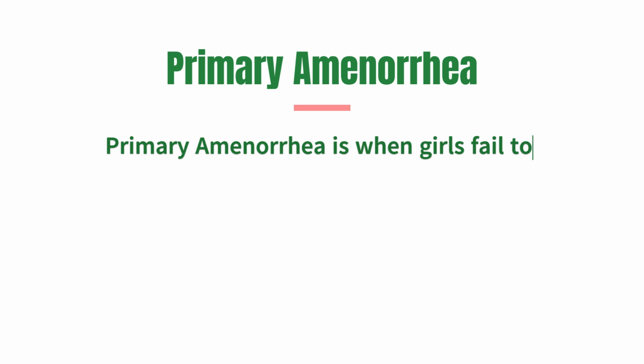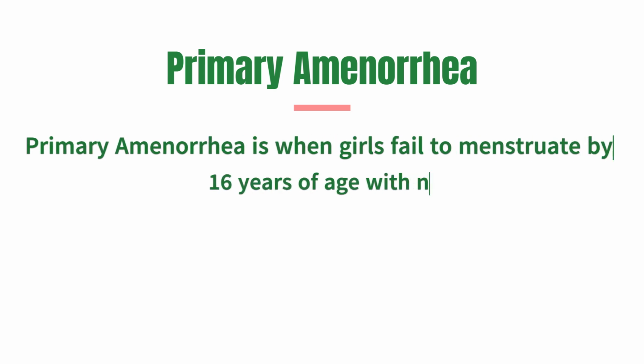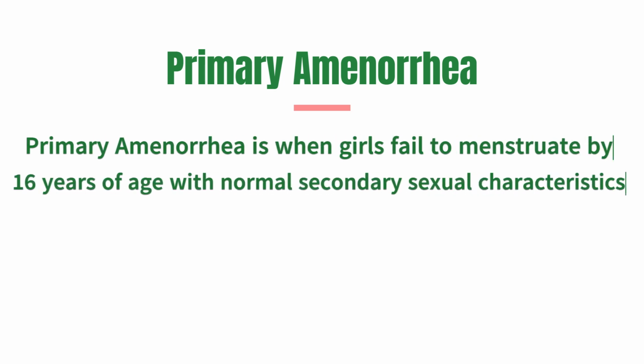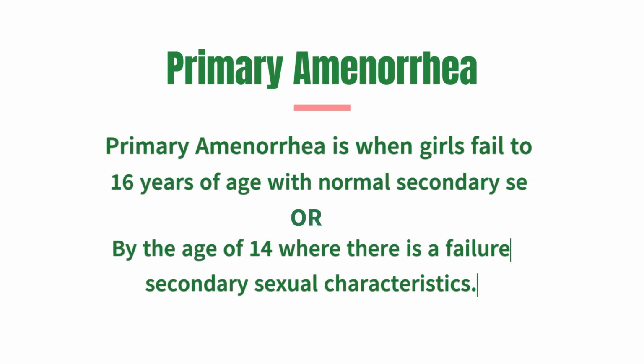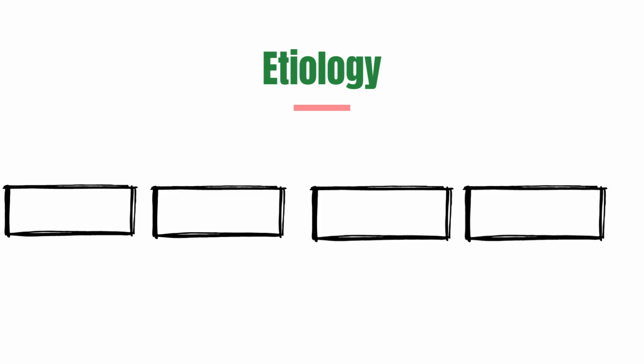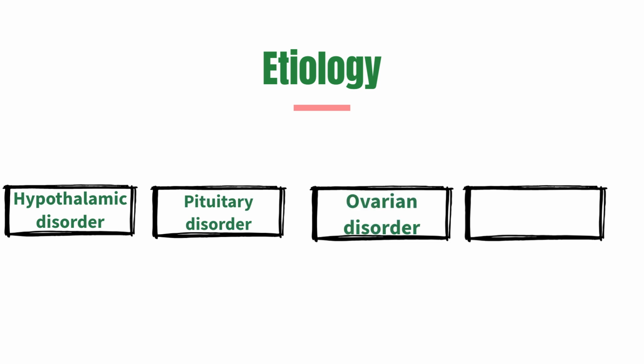So now let's know about primary amenorrhea. Primary amenorrhea is when girls fail to menstruate by 16 years of age with normal secondary sexual characteristics, or by the age of 14 when there is a failure to develop normal secondary sexual characteristics. Now let's talk about etiology of primary amenorrhea. It is mainly caused by hypothalamic disorders, pituitary disorders, ovarian disorders, and endometrial disorders.